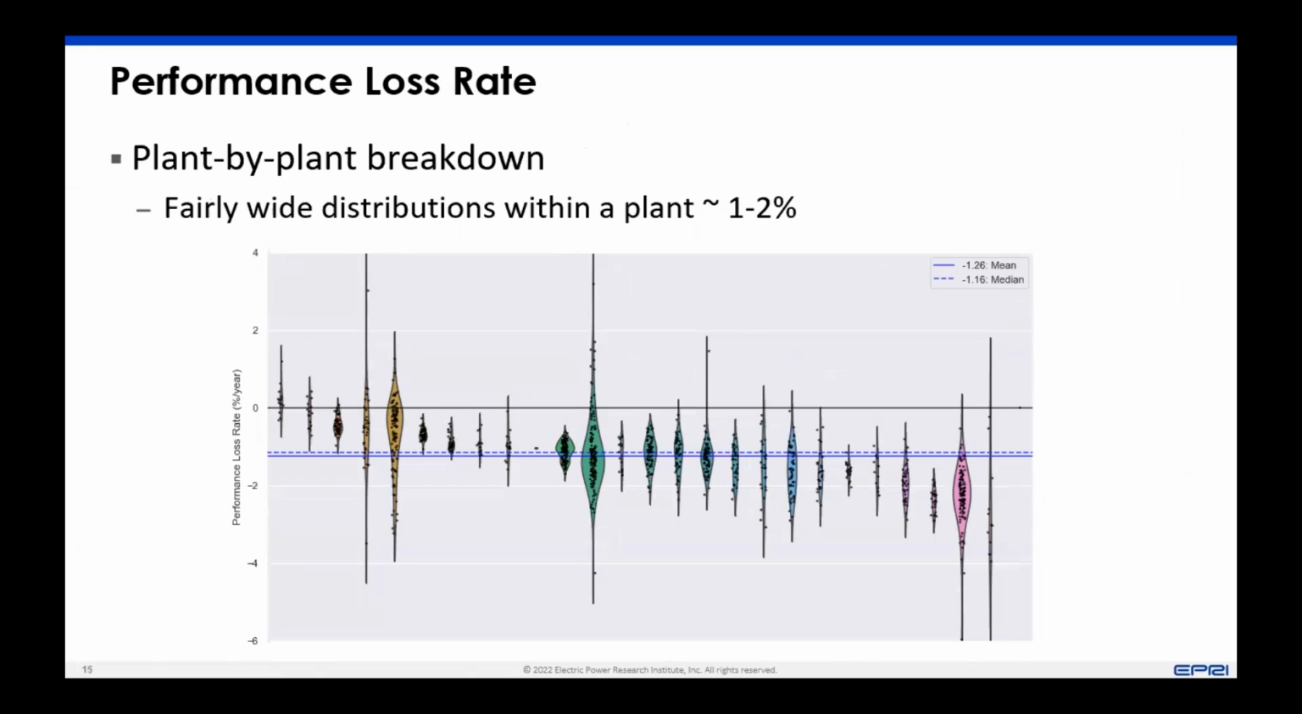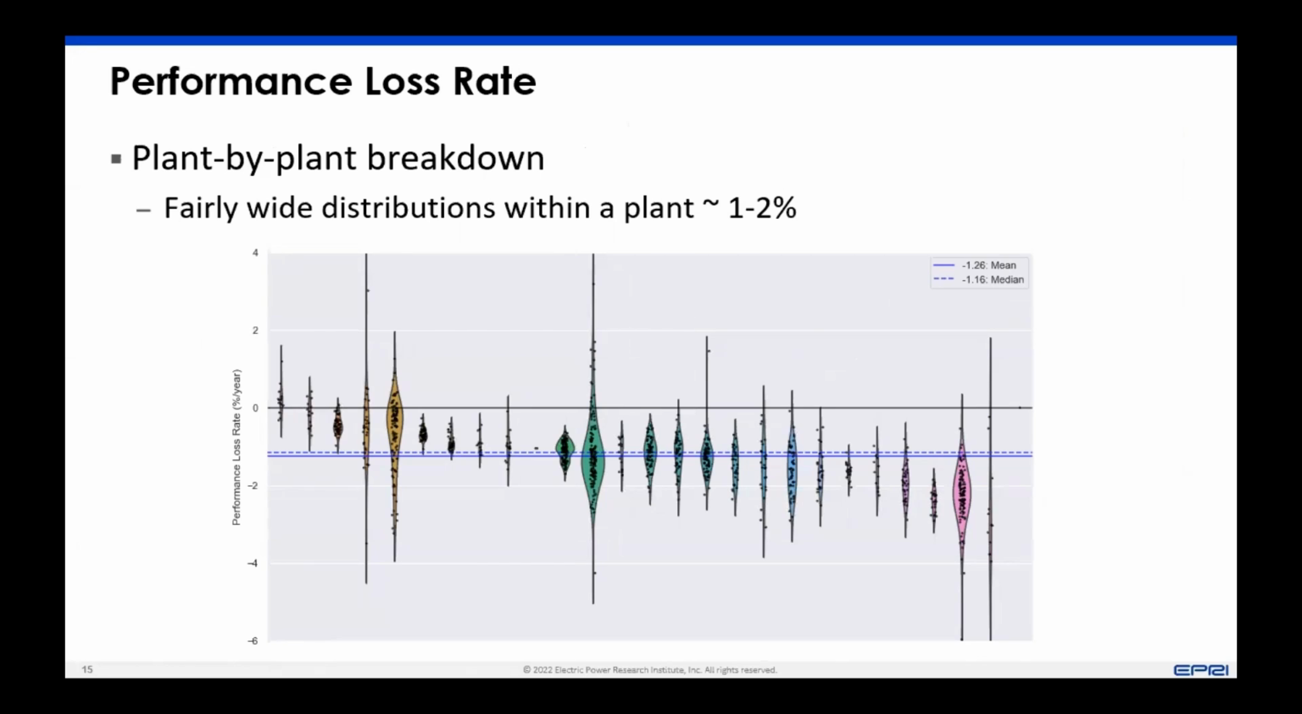So this is a breakdown of those 27 plants, and you can see some are performing better than others. Some are positive, some are negative. Even within one plant you can see a pretty wide distribution, because each one is a single inverter. So it's around 1 to 2% within a plant as well.